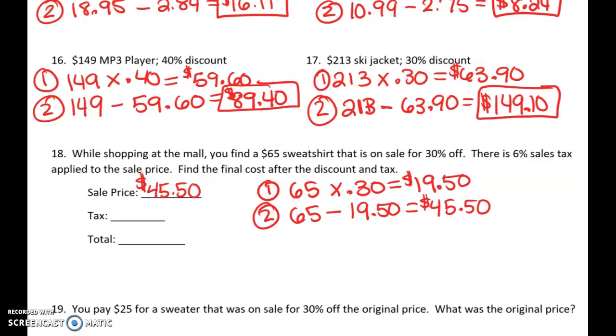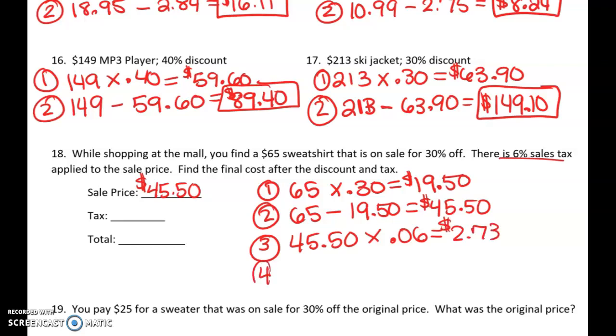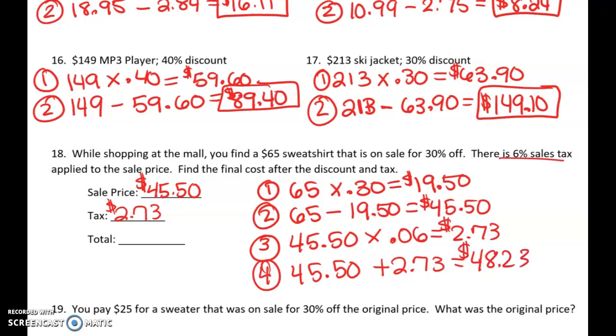And now I want tax on the sales price. So I'm now taking the new price and finding the 6% sales tax, which is $2.73. Okay, since it's a tax, I'm going to add it. Oopsie, I'm going to put that over there. So $2.73 was the tax. Okay, so now the total, I'm going to take the new sales price and add the tax to get $48.23 for my total.